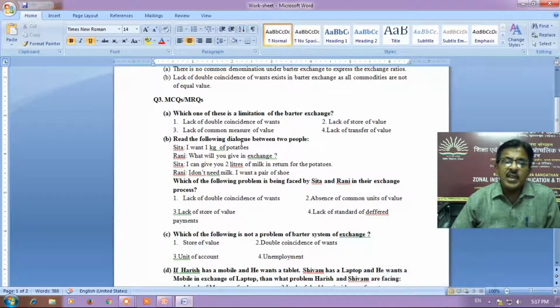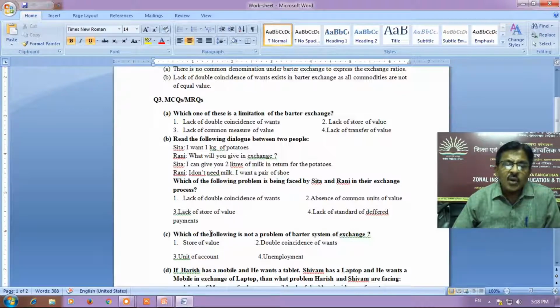Read the following dialogue between two people. Here Sita and Rani. Sita is saying that I want 1 kg of potatoes. Rani saying, what will you give in exchange? Sita says, I can give you 2 liters of milk in return for potatoes. Rani says, I don't need milk, I want a pair of shoes. Which of the following problem is being faced by Sita and Rani in their exchange process? So out of these 4, you have to say which one is the problem.